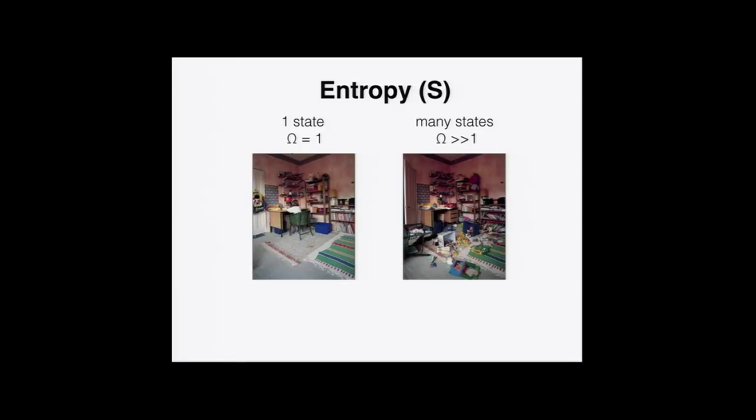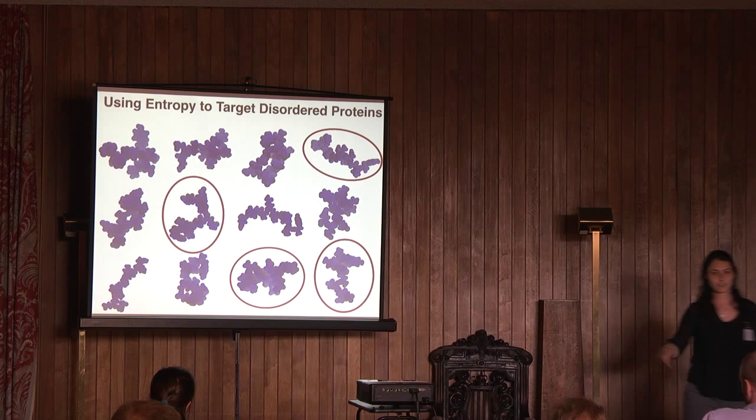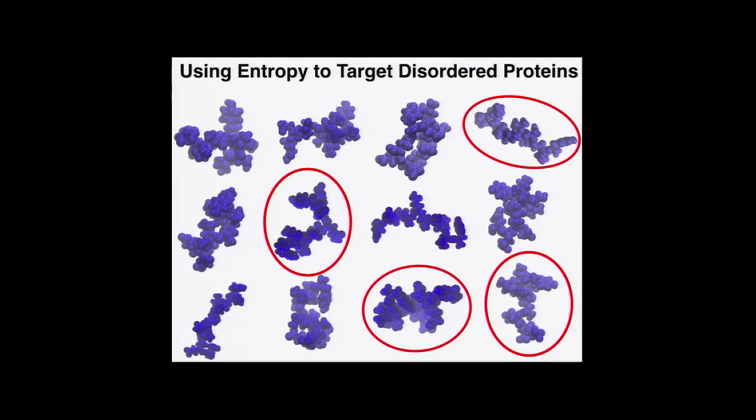So this can give us some intuition about entropy. We would say that the clean room has a very low entropy, but because the messy room has many, many ways in which it can be disordered, we say that it has a very, very high entropy. How can we use this to alter the behavior of disordered proteins? Well, as I mentioned, my proteins exist in many, many states. So we could say that they have a very high entropy as compared to the other more structured proteins that are typically targeted with drugs.